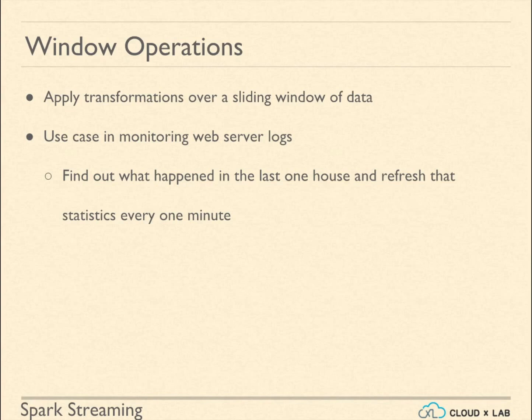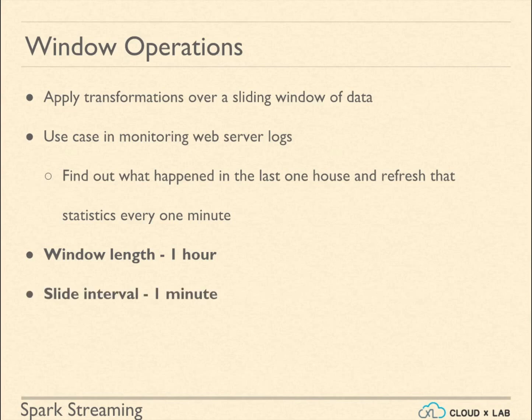A typical use case in monitoring web server logs is to find out what happened in the last 1 hour and refresh that statistics every 1 minute. We can easily do this with the Spark Streaming window operation. Here, 1 hour is the window length and 1 minute is the sliding interval.